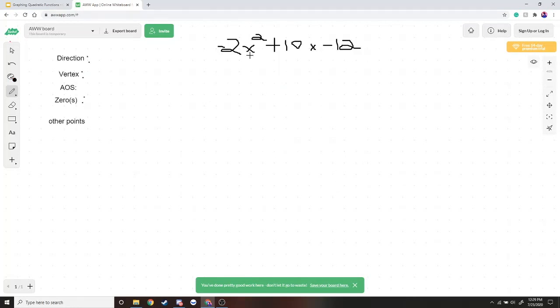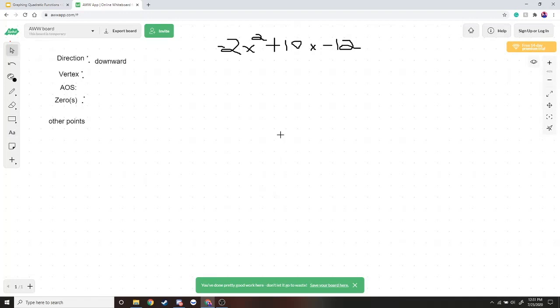Here we have -2x squared plus 10x minus 12. First, let's find the direction. We can see that A is negative, meaning it will open downwards. The parabola will look something like this. So we can write here that our direction is downward.